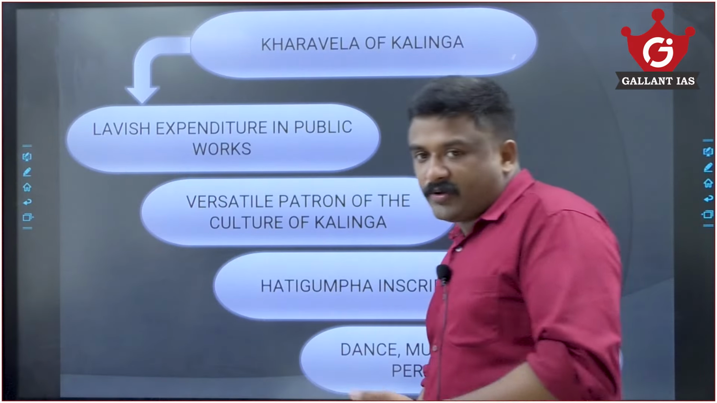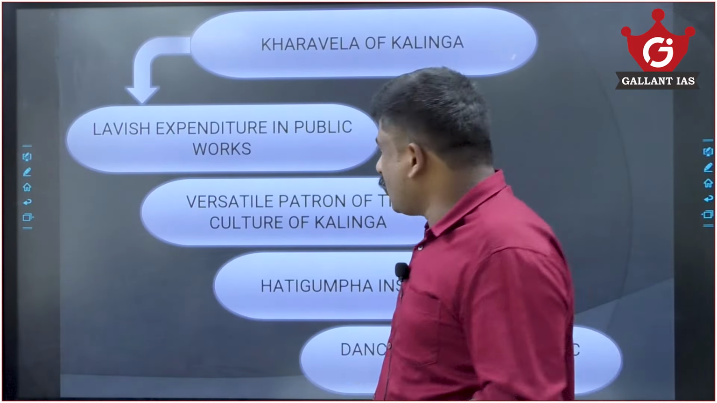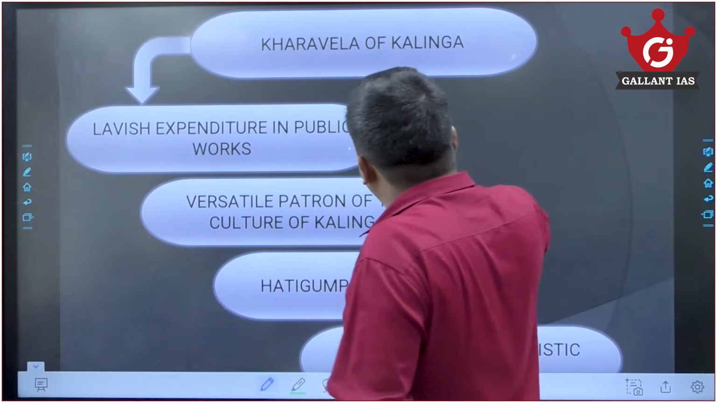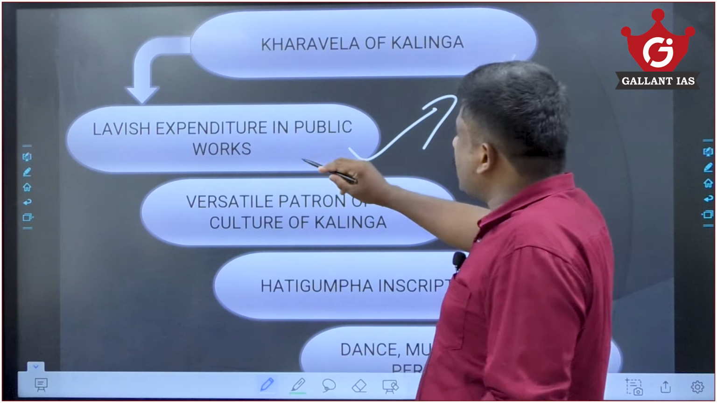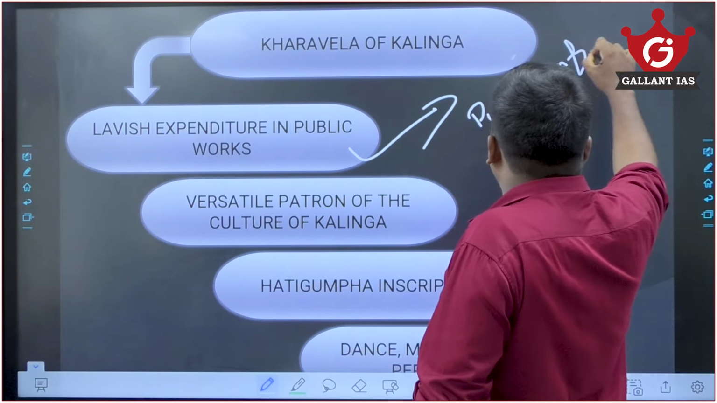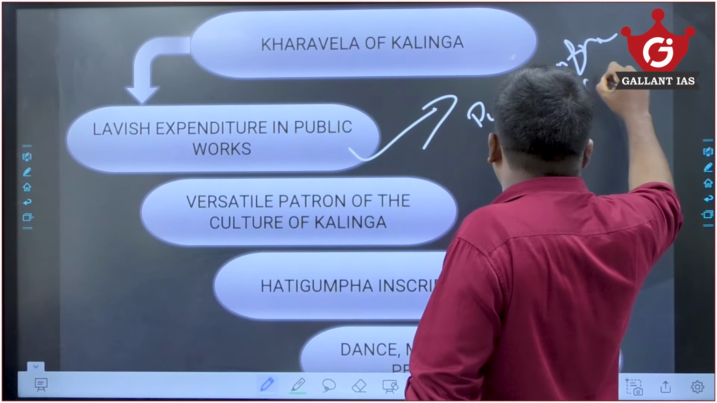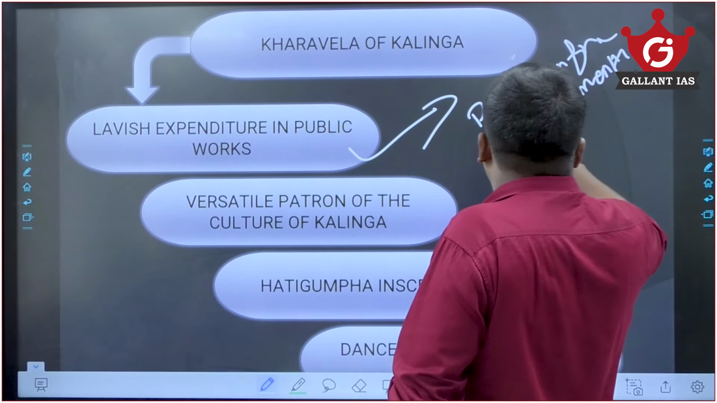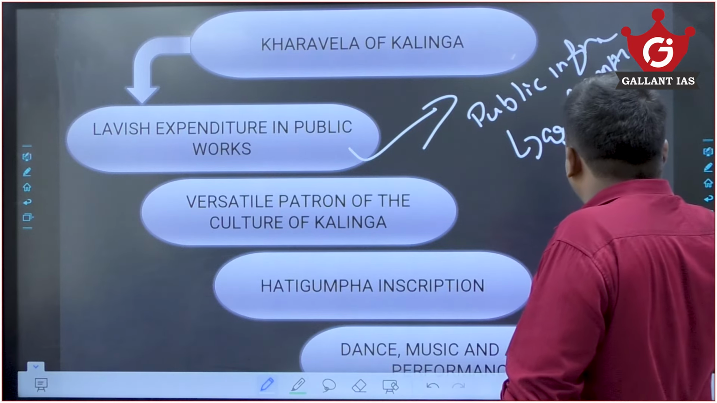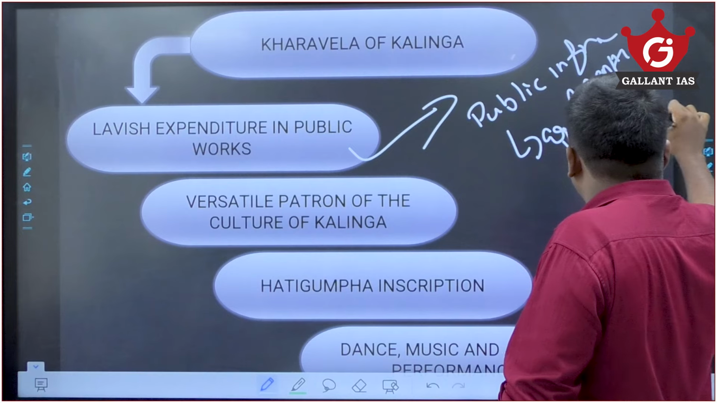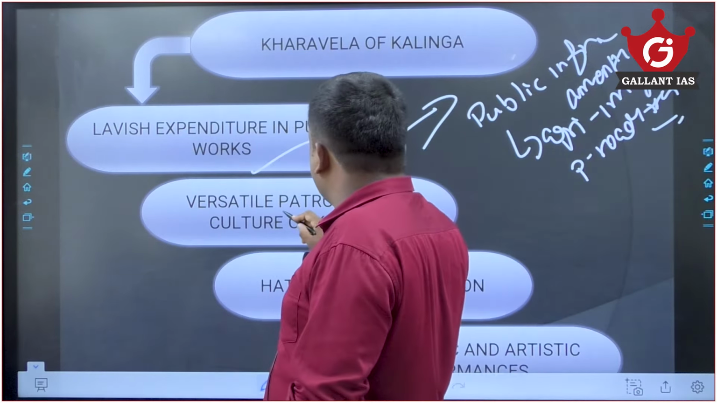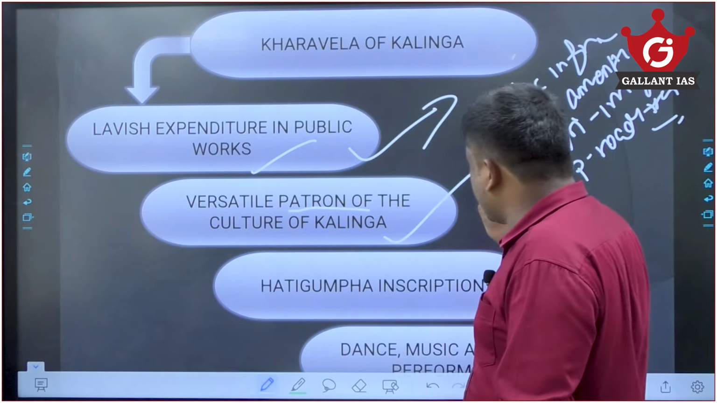So he is known for an ideal monarchy state, known for lavish expenditure on public works. A person who took care of the people, with lavish expenditure on public works, especially public infrastructure, public amenities, agriculture, irrigation, public roads, transport. In all areas he spent lavishly. Versatile patron of this culture of Kalinga.